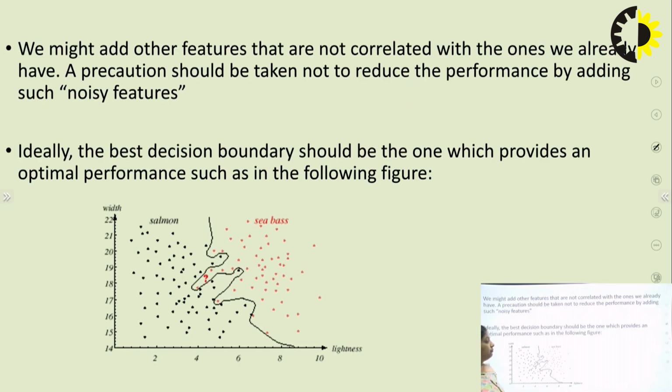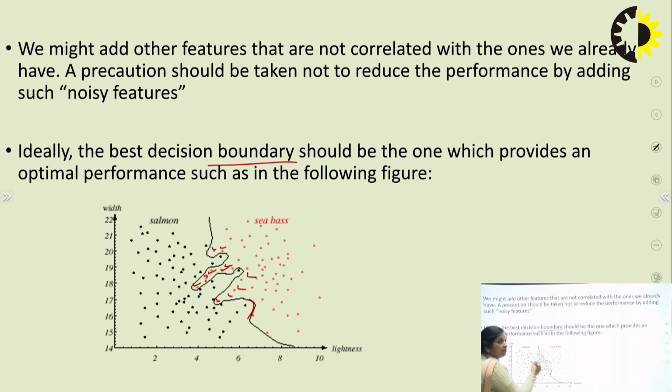Now the point is, we might add other features that are not correlated with the ones we have. We may have correlated features, which means one feature is dependent on another. So we should take features which are not correlated, and we should avoid noisy features, because noisy features will reduce the performance of the classifier. And the best decision boundary would be the one which is able to find the correct class of each instance. So if I see this, every object is correctly classified.